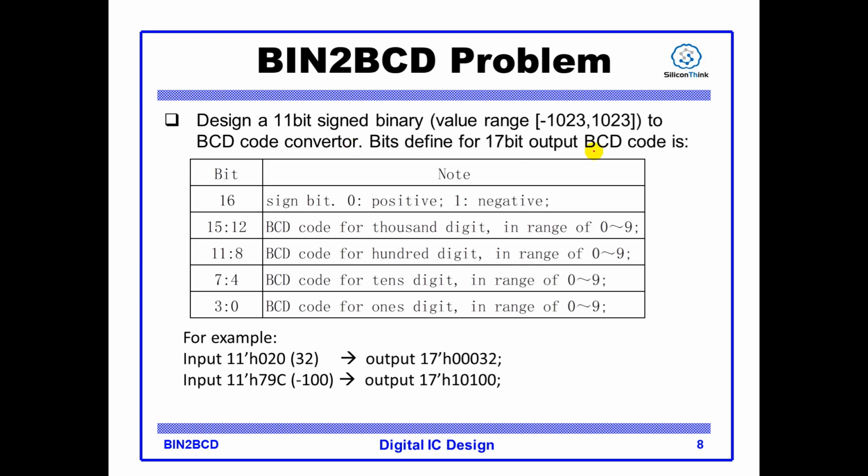And the output for BCD code is 17 bits. The 11 bits signed binary is in the 2's complement format, so you must be familiar with this. And we limited the range to -123 to 123. We discard this number.